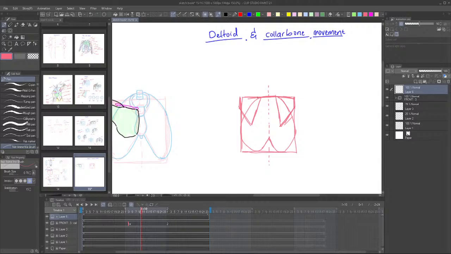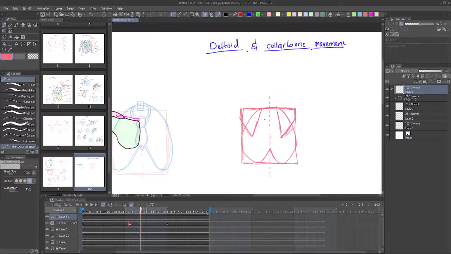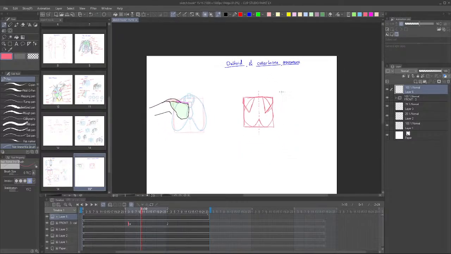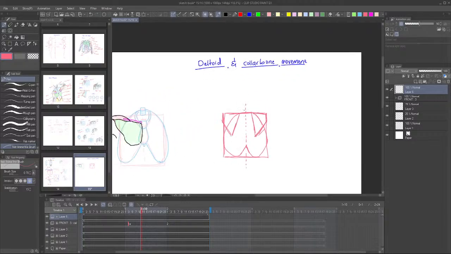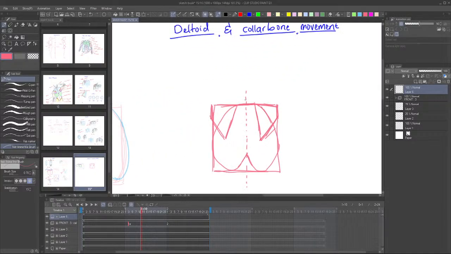So later on, we're going to look at how the trapezius moves.